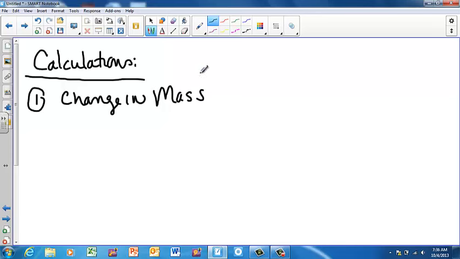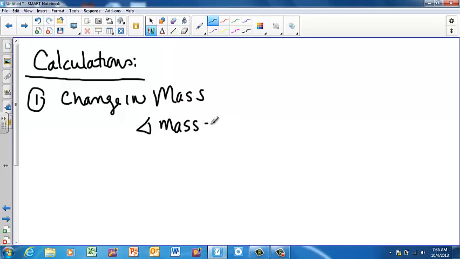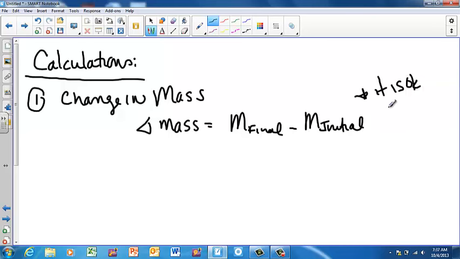Okay, so as a reminder, there are 4 different calculations that we are going to have to do. The first one is going to be the change in mass. Now, your change in mass is going to be delta, which stands for change. So you're going to have the final mass minus the initial mass.